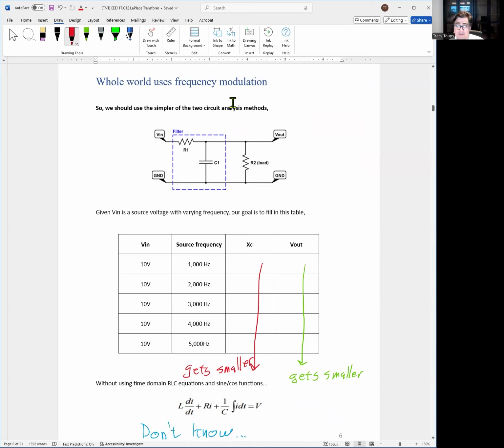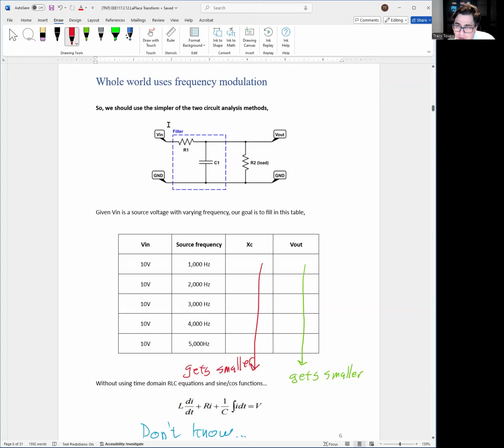Now, honestly, no one uses AM radio anymore unless you're an amateur radio operator. 99.99% of everybody uses FM radio. All cell phones, all wireless signals use some type of frequency modulation because it's more advantageous and more efficient than AM radio signals. So the whole world uses frequency modulation.